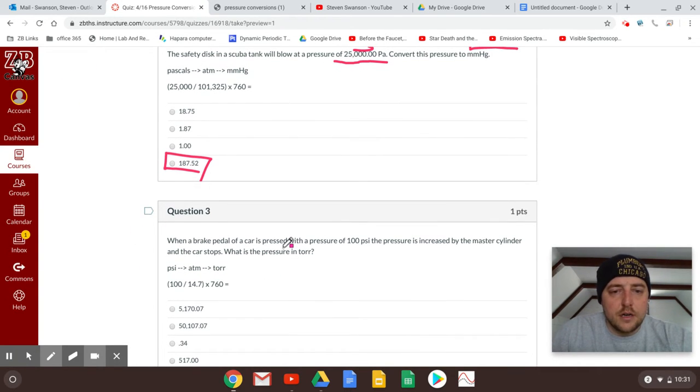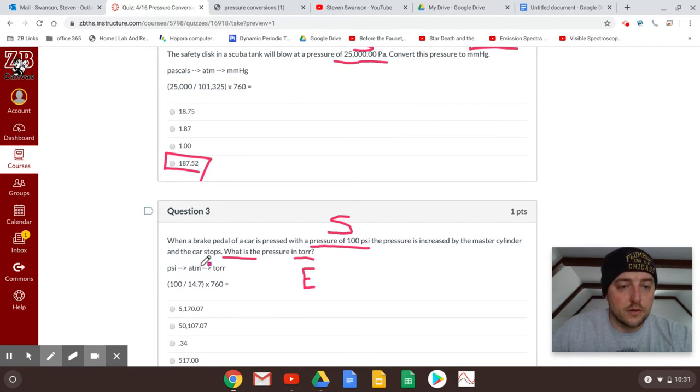Question 3. When the brake pedal of a car is pressed with a pressure of 100 psi, the pressure is increased by the master cylinder and the car stops. What is that pressure in torr? So given is 100 psi. So we're starting at psi. It's asking what is. That is an indicator that that's where it wants you to end.